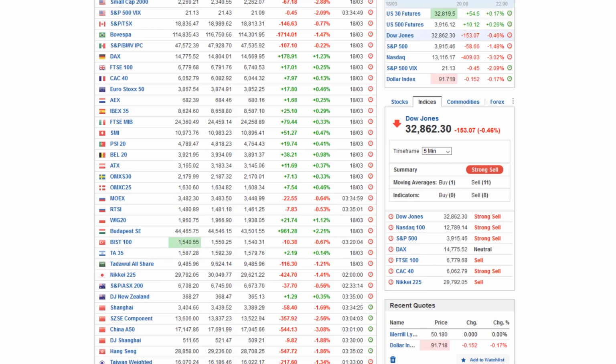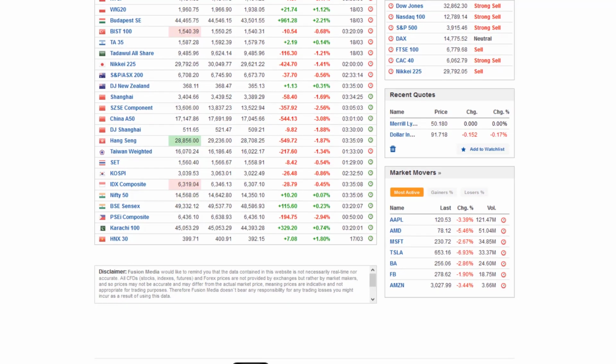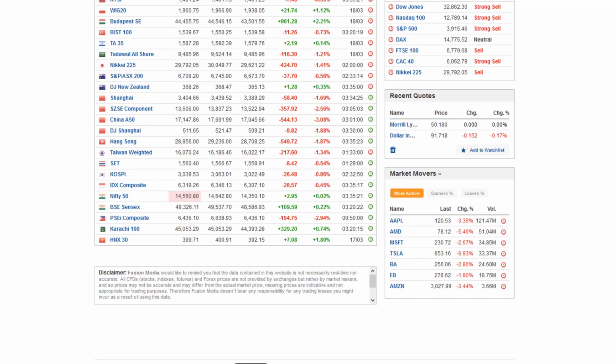Way at the bottom are the Chinese indexes, and I keep an eye on those. Even though what's happening in China doesn't have that big of an impact on the US, sometimes it does. It just depends on whatever the markets are fixated on at any given time.